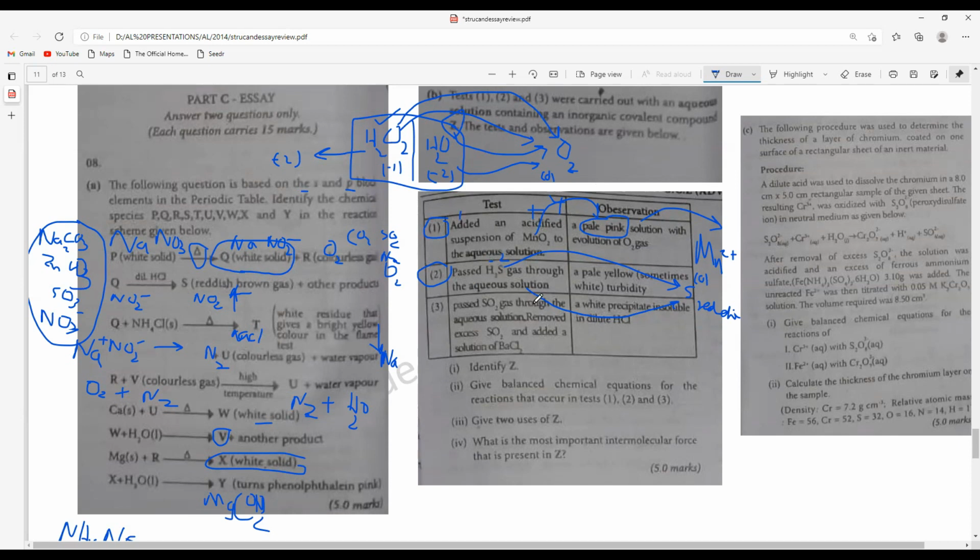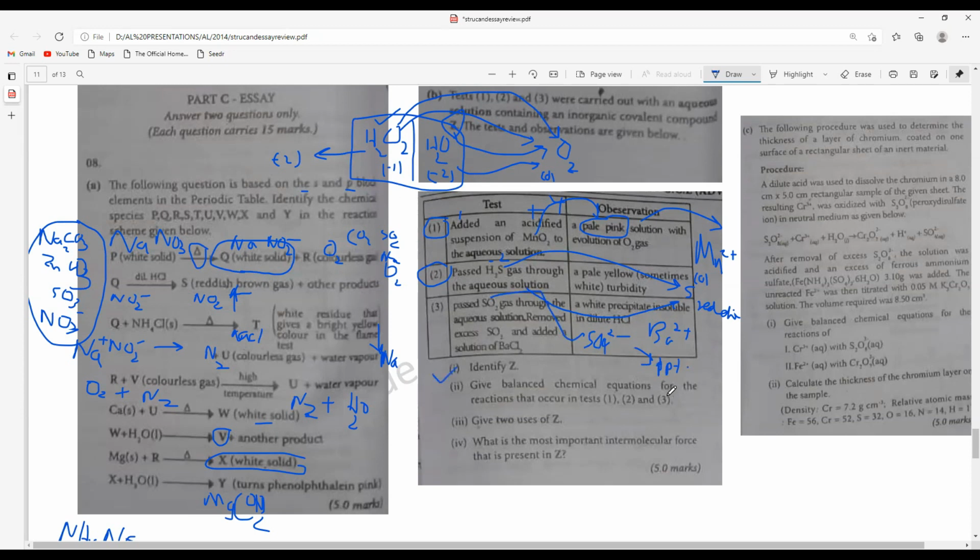And then pass SO2 gas through the aqueous solution, remove the SO2 and add barium chloride, so there will be a barium sulfate precipitate. Now automatically you should understand, because when you add H2O2, this SO2 should be converted to SO4 2-. So you bubble away the excess one. Then when you add barium 2+, the barium chloride solution, this will give you the precipitate, barium sulfate precipitate. So these are the things that you should know. So identify Z. Z is H2O2.